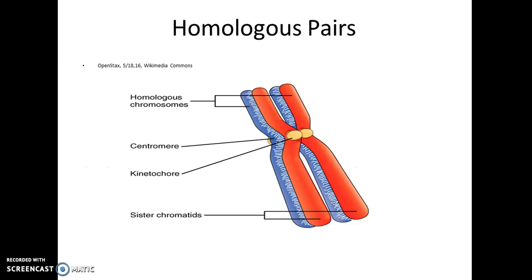So here, this is homologous chromosomes pairing up. These are chromatids here, and they're paired up. They actually touch each other. If they touch each other in the right spot, they pair up.